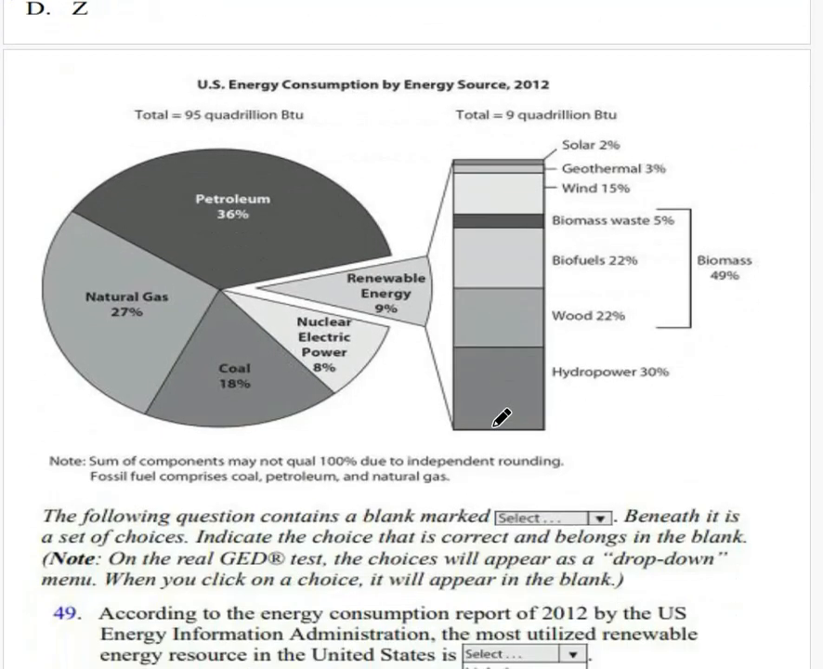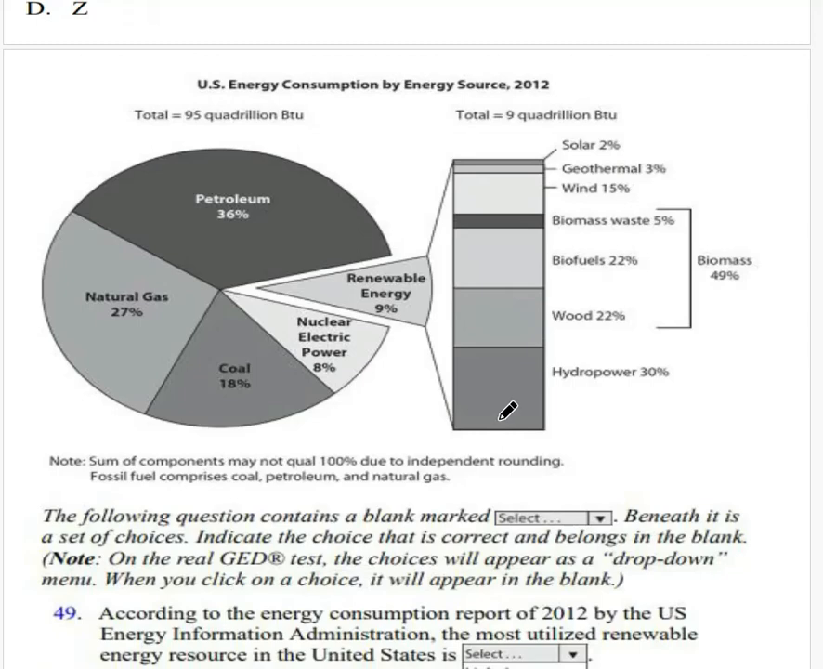Let's take a look at this. This one is a pie chart about the US energy consumption by energy source in 2012. Basically, it is all about the energy resources that we have, the renewable and non-renewable energy. Renewable energy is energy that we can still use, so we cannot run out of resources on that, while non-renewable takes time to be renewed, or we have to save that energy for future use, because as time goes by, we will run out of those energy resources.